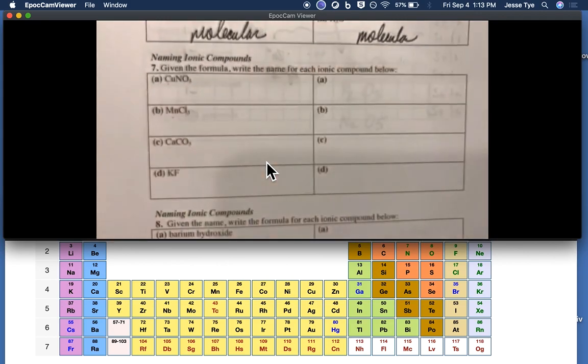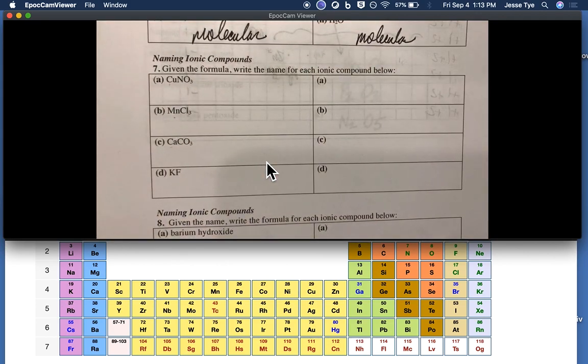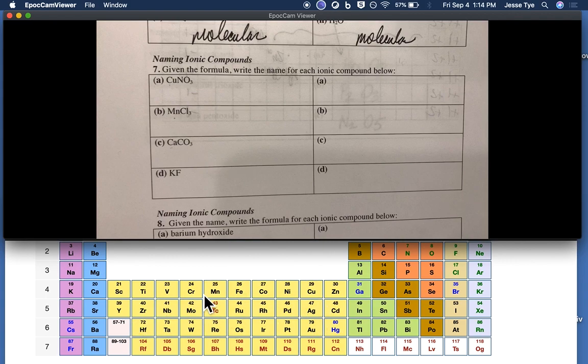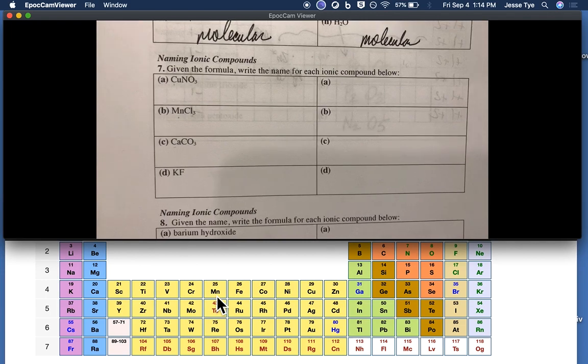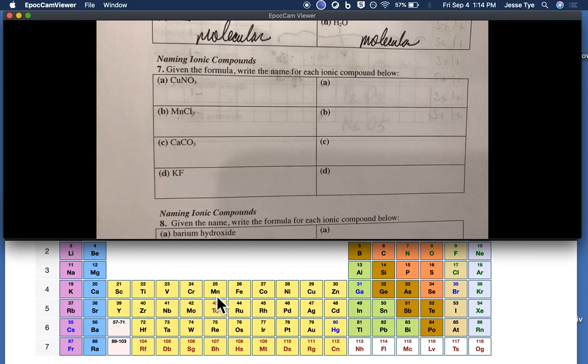We have two different types of metals that we can run into, though. So we have copper and manganese. That's in the middle of the periodic table here. Those can have multiple charges. Copper and manganese both could have, it could be manganese 2, it could be manganese 3, it could be copper 1, it could be copper 2. So we're going to have to do a little bit more work to figure that one out.